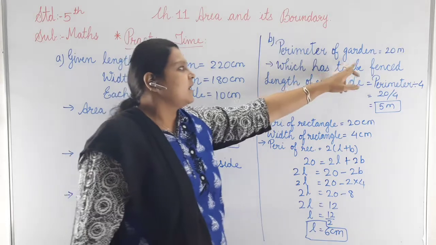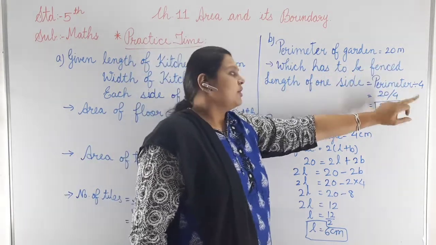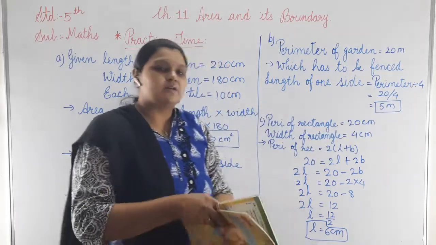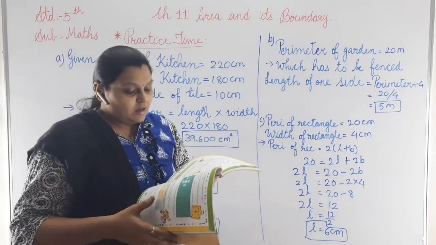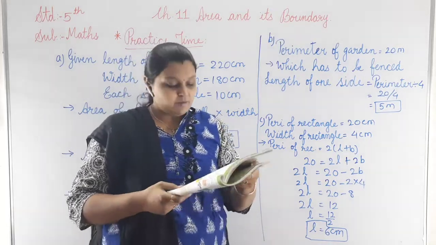The perimeter of the garden is 20. So 20 divided by 4 is 5 meters. So one side of the garden is 5 meters.